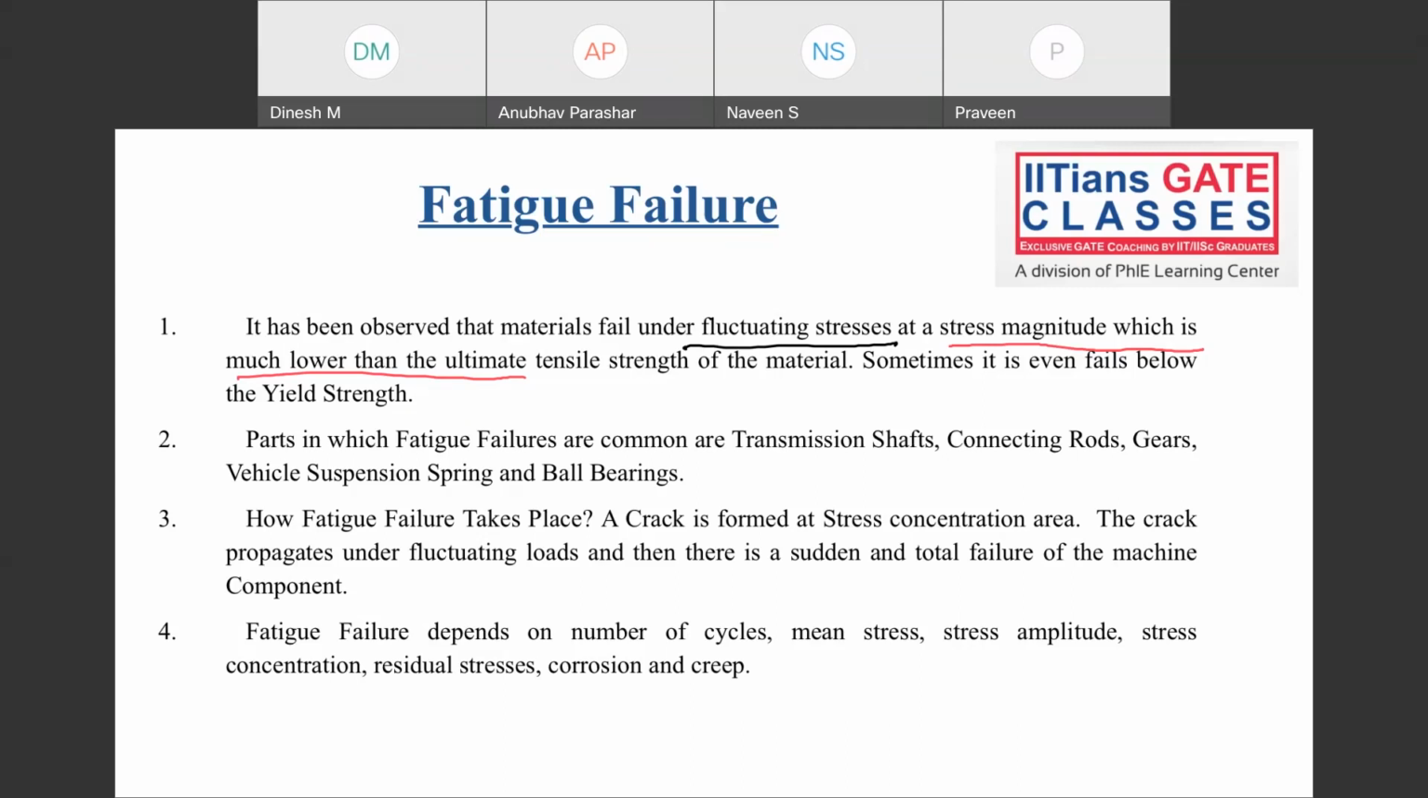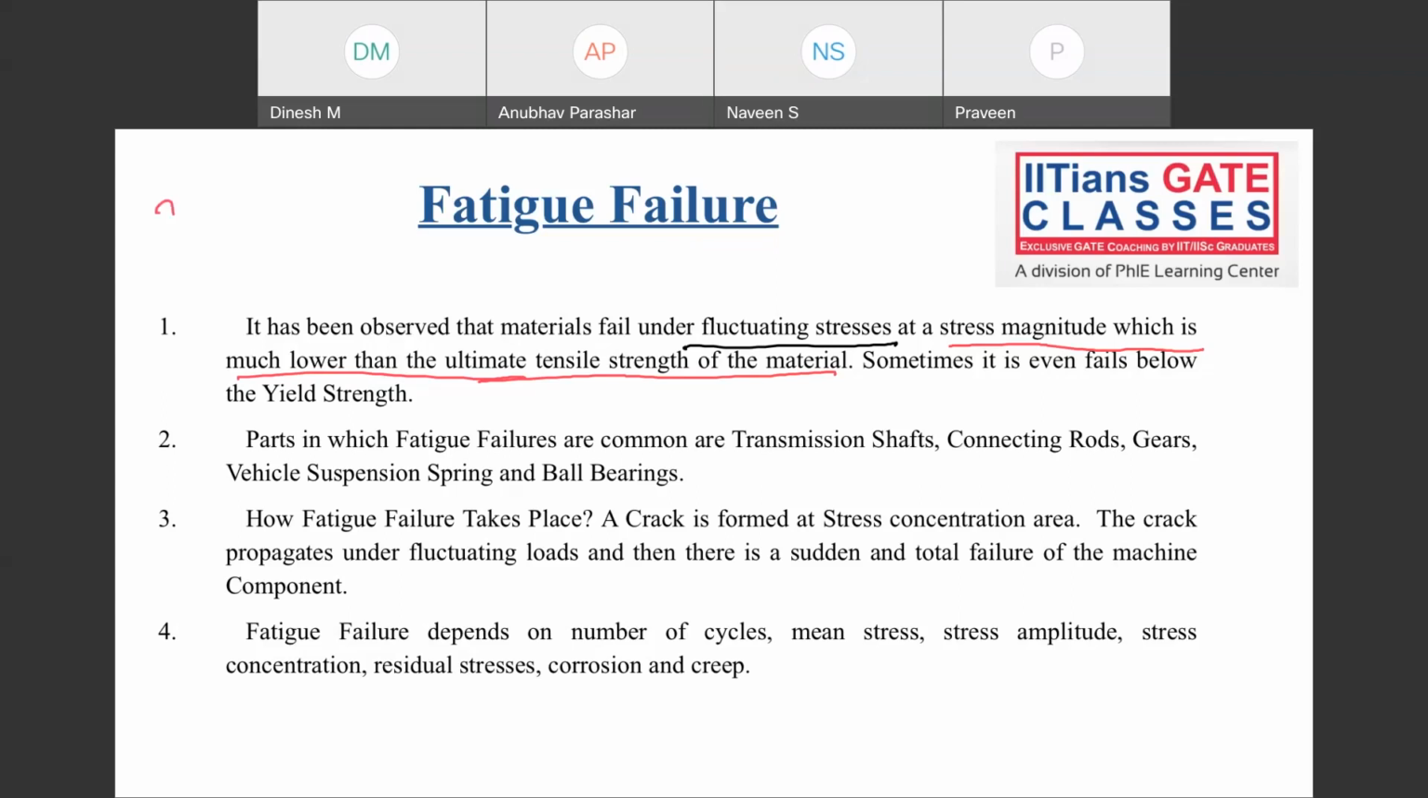So if the load is fluctuating in nature, the stresses produced will be fluctuating in nature. So it will result in failure of the material much earlier than the ultimate tensile strength of the material. So this was a concern to the scientists, right? Why are the materials failing much earlier?